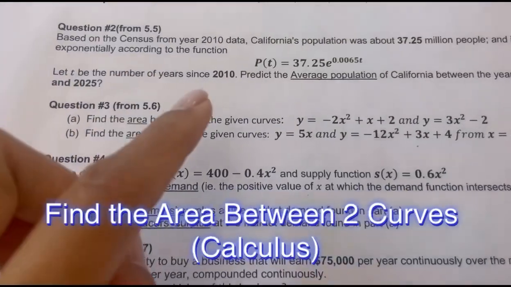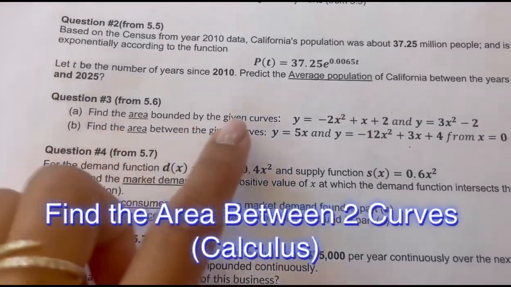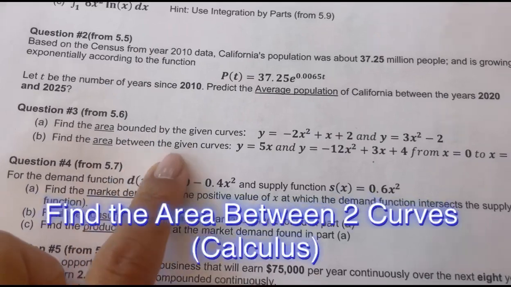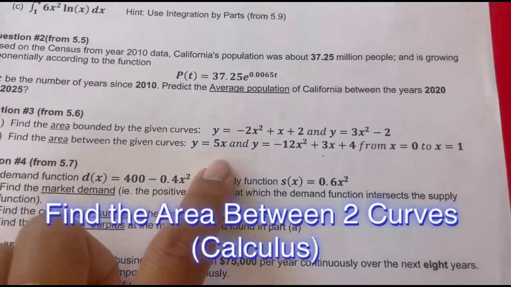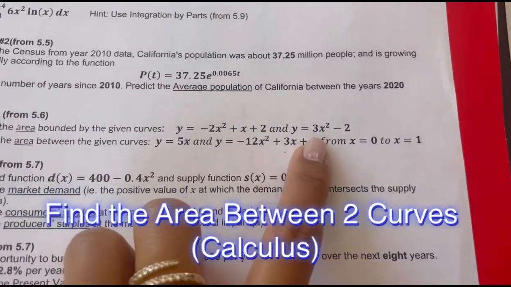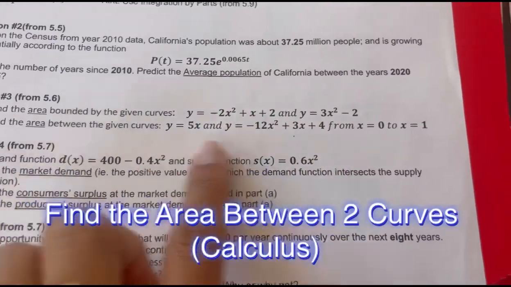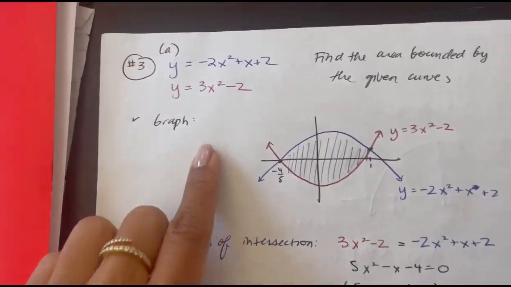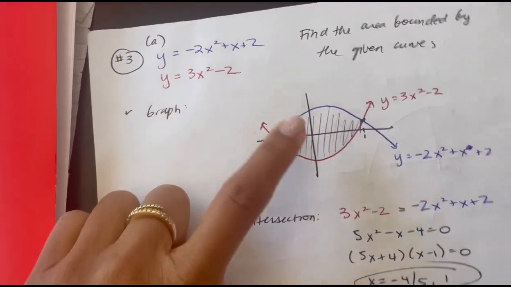We're going to go over the area between two curves, how to find the area between two curves. This is part A and part B. In part A, the boundaries are not given. In part B, the boundaries are here. The first thing you want to do, when you're given two curves, is graph them.